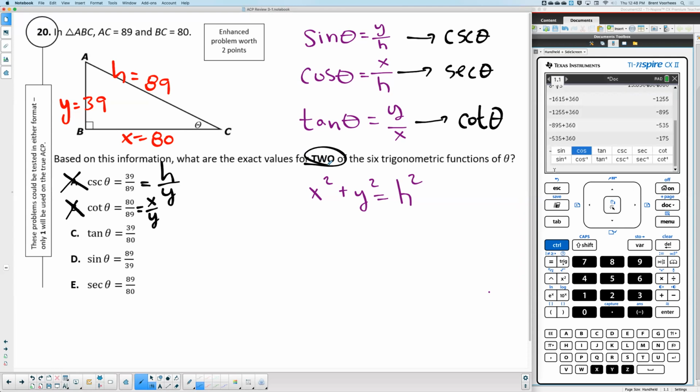Okay, what about tangent? What's tangent supposed to be? Y over X. That's a good answer. Sine, what is sine? Y over H. So that one is wrong. That means process of elimination. This one should be good. What is secant? H over X. It's good.